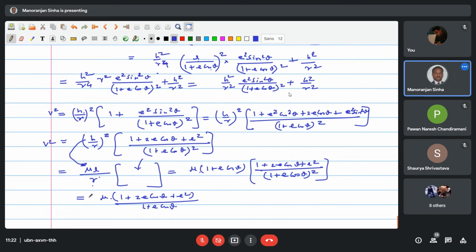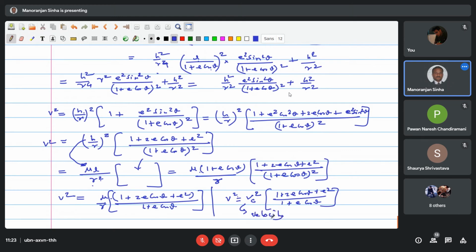Here this is R square, so 1 R will remain here. Immediately we can see that v square is equal to vc square times (1 plus 2e cos theta plus e square) divided by (1 plus e cos theta), where vc is the velocity in circular orbit at that point.